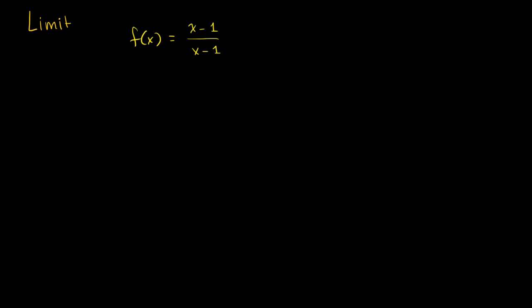Because if you have f of 1, what happens? In the numerator, you get 1 minus 1, which is 0. And in the denominator, you get 1 minus 1, which is also 0. And so anything divided by 0, including 0 divided by 0, is undefined. So you can make the simplification.